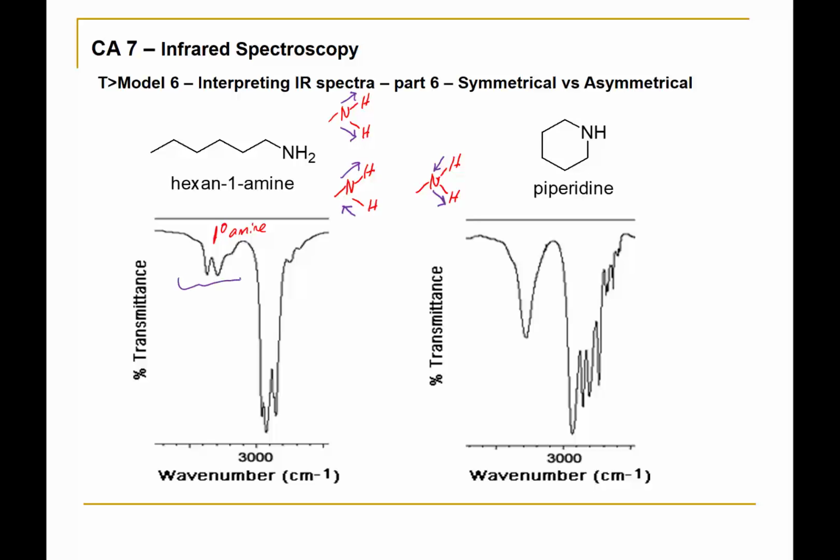but what you need to be able to do is recognize that when you see these bunny ears, this corresponds to a primary amine. Again, it's not because there are two hydrogens, but because there are two possible kinds of stretches.